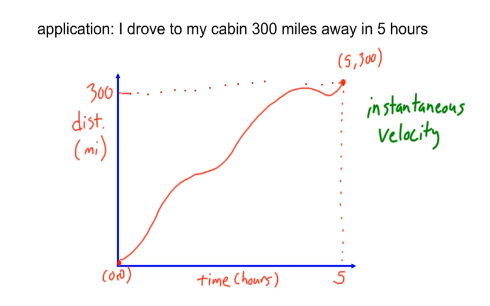Now I want to think of this in terms of instantaneous velocity. And we know that our average speed is 60 miles per hour, but that's going to vary. So if you look at the steepness along the curve, anytime that the curve is steeper, we're going to be traveling a little bit faster. And anytime that it flattens out, we're going to be traveling a little bit slower. And I think that's pretty intuitive.